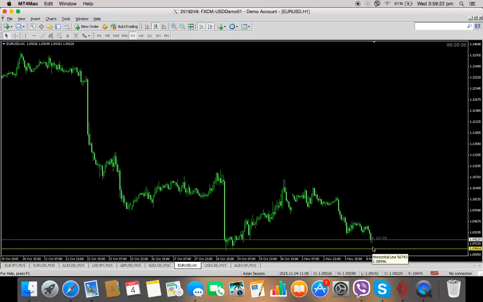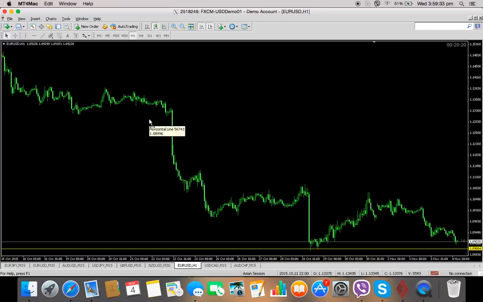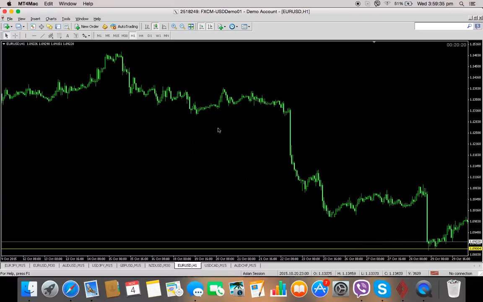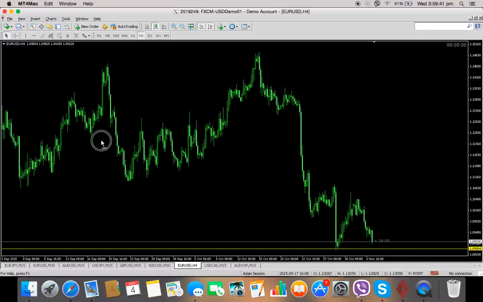Something along those lines. I don't want to confuse you guys too much, but basically a zone is an area where price is kind of a bit wary to come to. Okay, let's move forward and see if we can pick up some more areas. We can jump on the 4 hour charts as well.